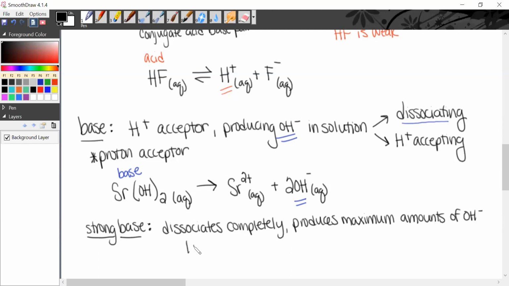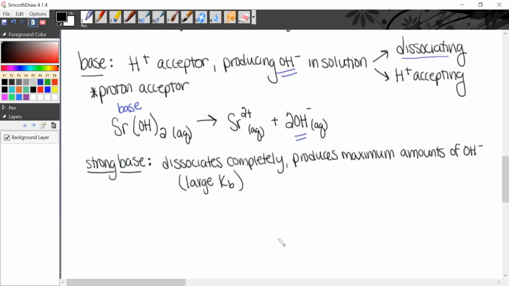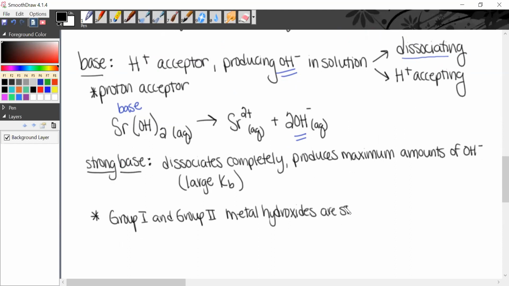They are going to have large KB values because they're making lots of products. If something's a strong base, the rule for strong bases is this: group 1 and group 2 metal hydroxides are strong.